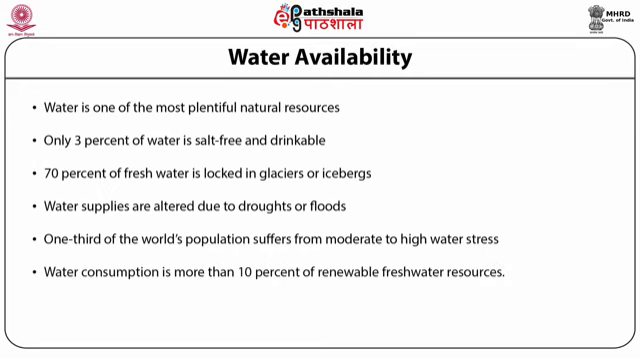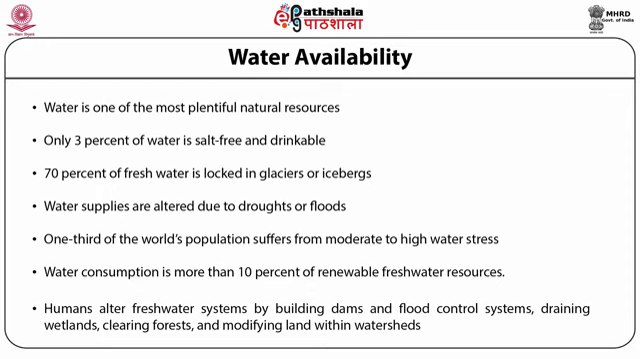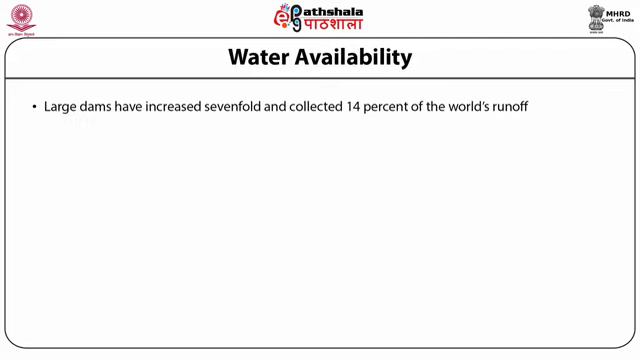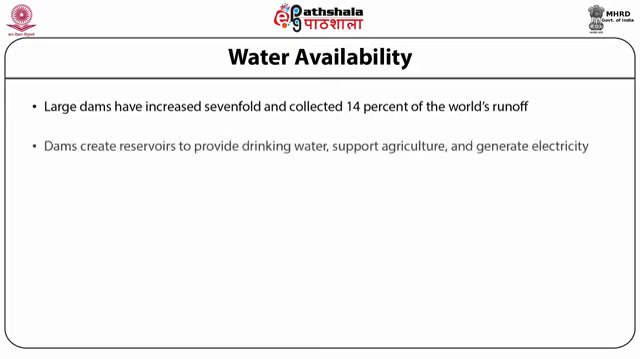Water consumption is more than 10% of renewable freshwater resources. Humans alter freshwater systems by building dams and flood control systems, draining wetlands, clearing forests, and modifying land within watersheds. Large dams have increased sevenfold and collected 14% of the world's runoff. Dams create reservoirs to provide drinking water, support agriculture, and generate electricity.